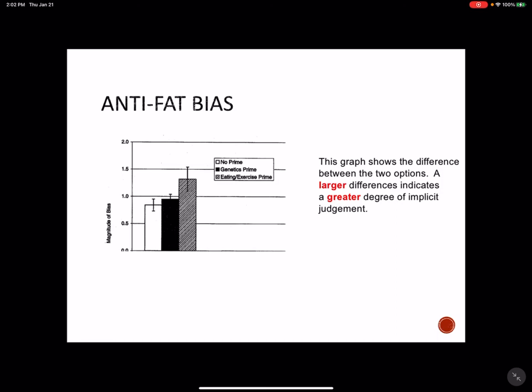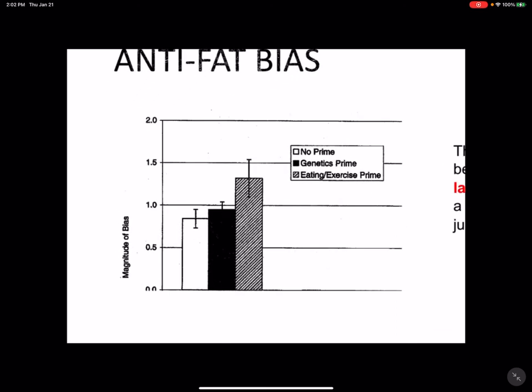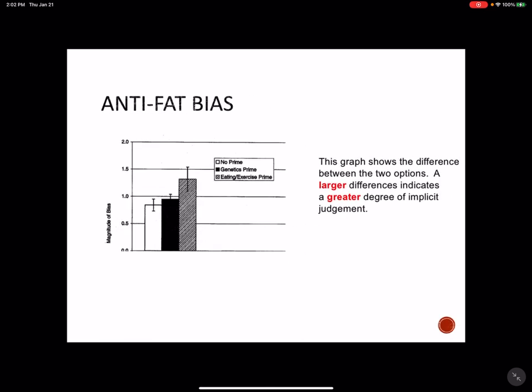And don't worry, I won't ask you the details of this, but basically you want to know that this longest bar here was the eating and exercise prime. So basically people who got the eating and exercise prime, or what I like to call the laziness prime, were more prejudiced than the people who got the genetics prime or the no prime.